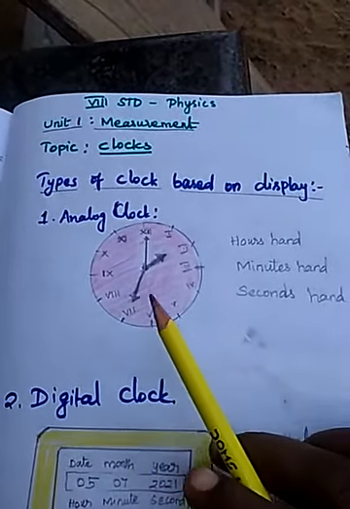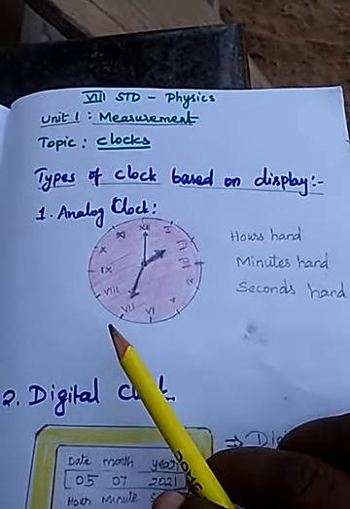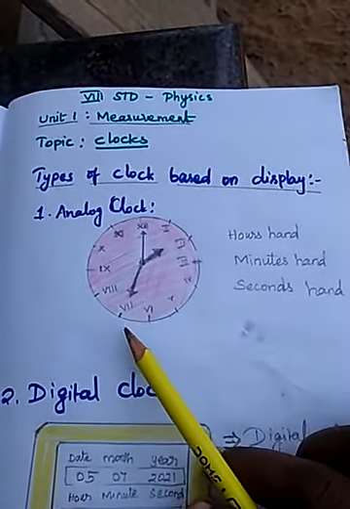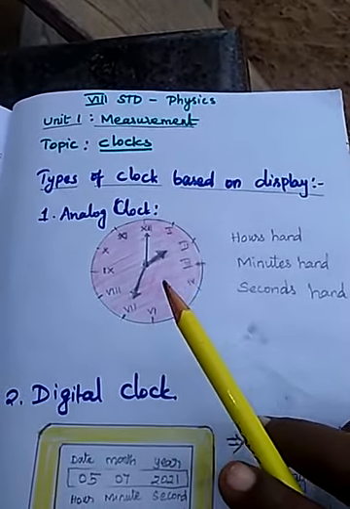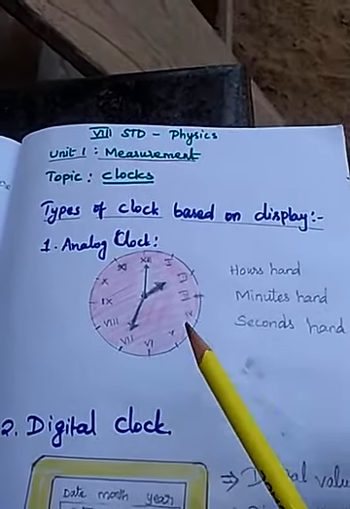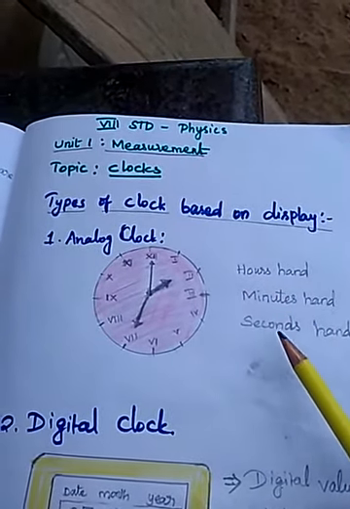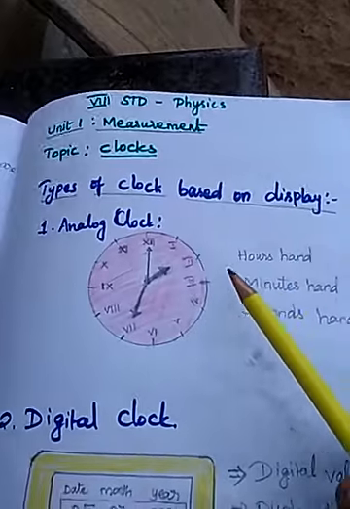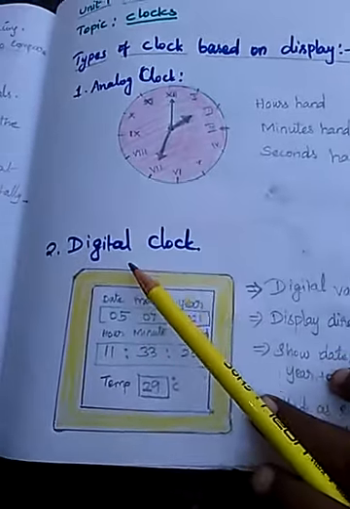The second hand gives one rotation in 1 minute, and 60 rotations in 1 hour. The three hands are used to calculate the time interval. Then we see the digital clock.